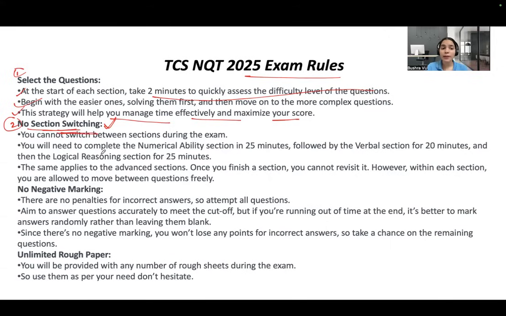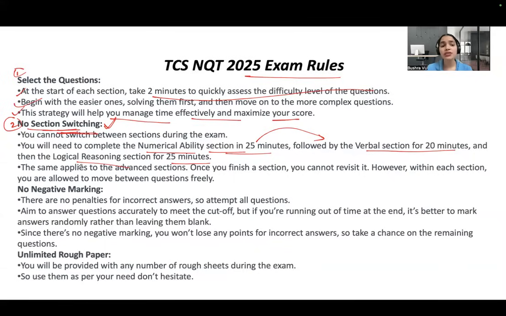You will need to complete the numerical ability section first. 25 minutes is going to be restricted. In 25 minutes, you have to finish this. Then you have to go to the verbal section, and the verbal section is for 20 minutes. You have to finish it. Then you are going to go for logical reasoning, and that has again 25 minutes. So you have to strictly adhere to the section and the restricted timeline as well.